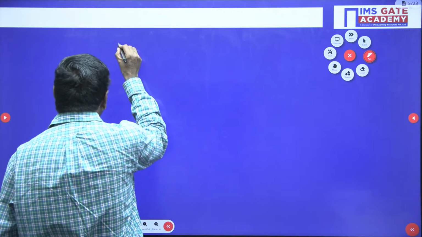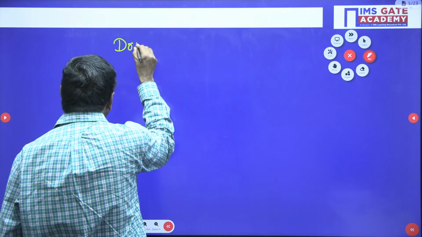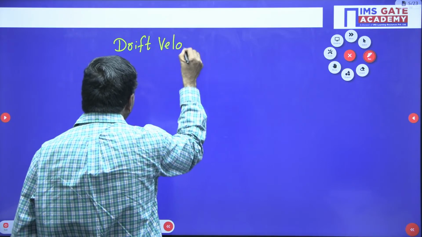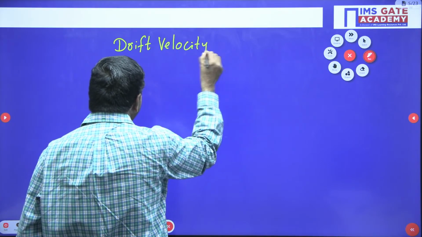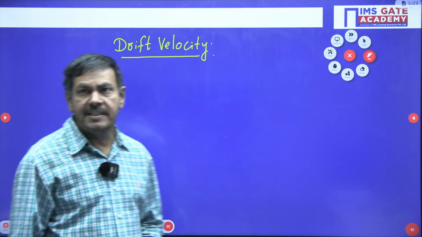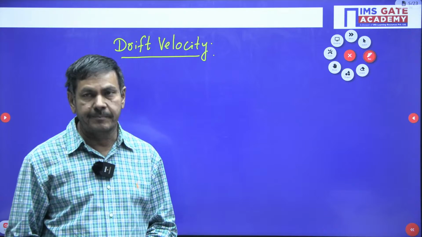Drift velocity. We are going to use this drift velocity so many times. What is the drift velocity? That's very important. It is written as V suffix small d.